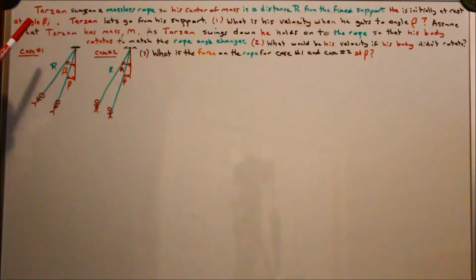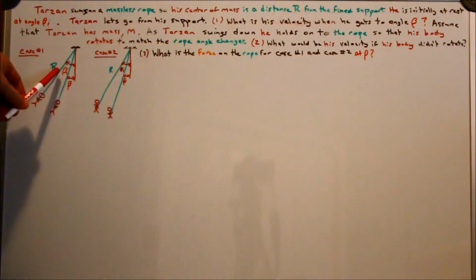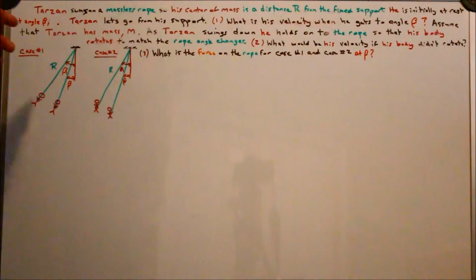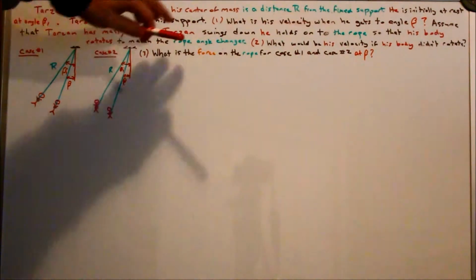Tarzan is swinging on a massless rope, so his center of mass stays a distance r from the fixed support. He's initially at rest at an angle beta sub i, and then he lets go of the support. Assume his mass is m, and we have two questions to begin with.